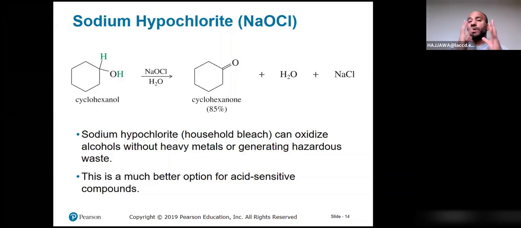The other method, which is the sodium hypochlorite and vinegar or acetic acid, these two together will oxidize a secondary alcohol to the ketone. Will it be used for a primary alcohol? No, it's not a common method to be used for a primary alcohol. It could be not strong enough to deliver the aldehyde.